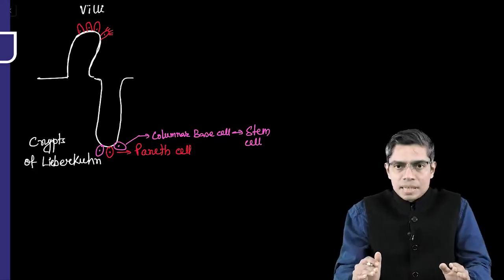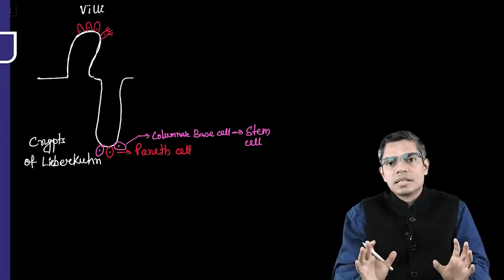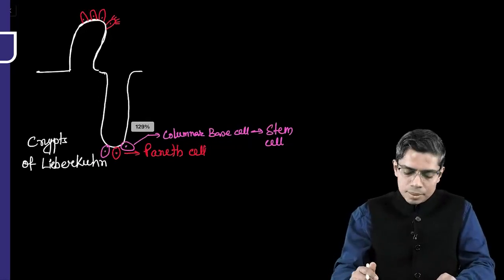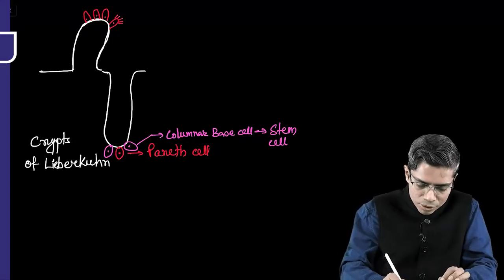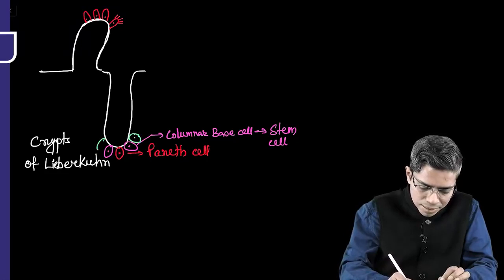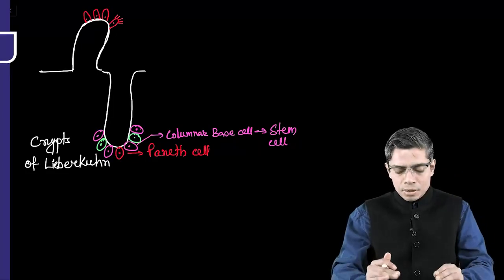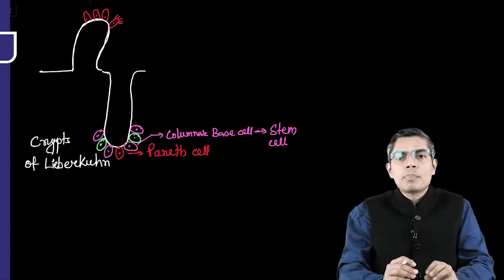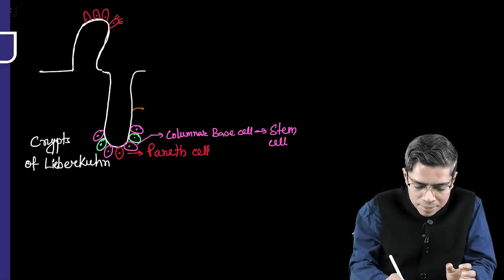So at the bottom of the crypt, or at the base of the crypt of Lieberkühn, you are going to find the Paneth cell. Just above the Paneth cell on both sides, there will be columnar base cell, which is the active stem cell of the GIT. And then again you are going to get the Paneth cell. So this is again the Paneth cell, and again you are going to get the columnar base cell, which is the stem cell. On the surface of this active stem cell layer, you are going to find the proliferating stem cell layer, which is also known as the progenitor stem cell layer.